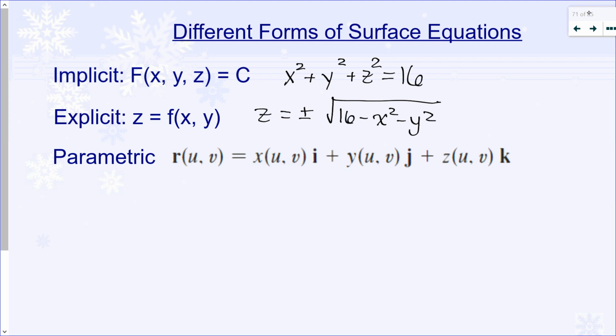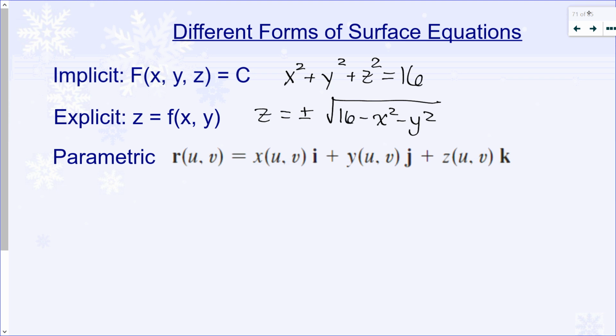But we could also think about how we would parameterize this in terms of two different parameters. Now, those two parameters can be any two parameters. In the textbook and in general, they use the parameters u and v, but you can parameterize in terms of x, y, or z. You could parameterize in terms of r and theta. You could really use any two parameters, whatever makes sense.